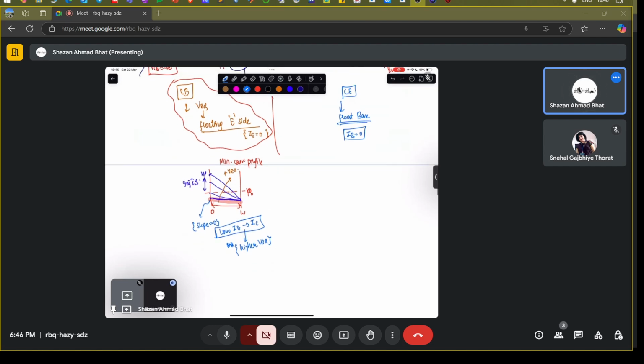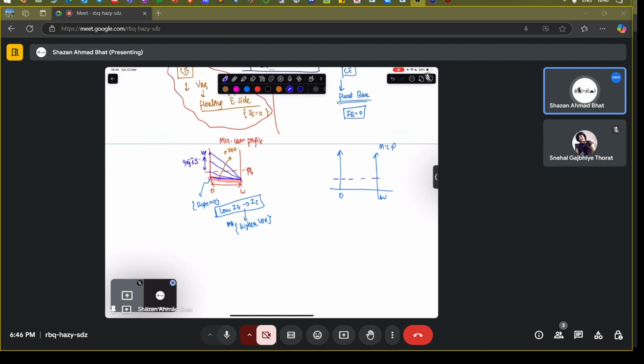If I draw the minority carrier profile, this is zero, this is W. Let me draw it like this. This is the background concentration. This is the NP injected carriers. These are the minority carrier profile curves. They go on reducing as you go on increasing VBE. Let me drop this thing. Okay.